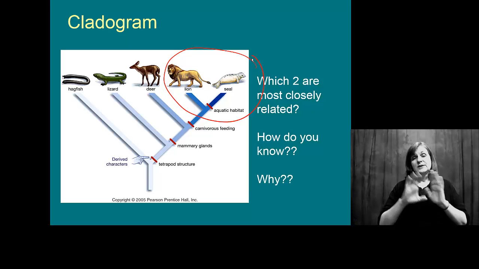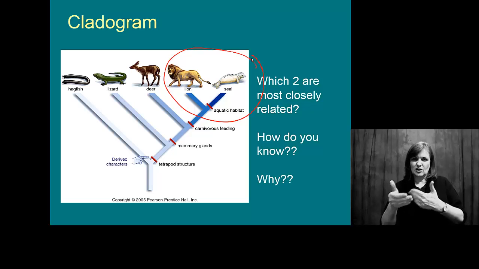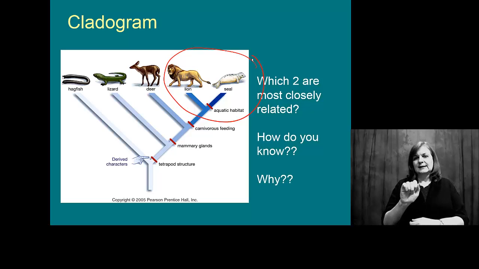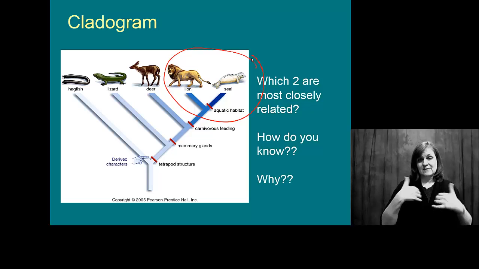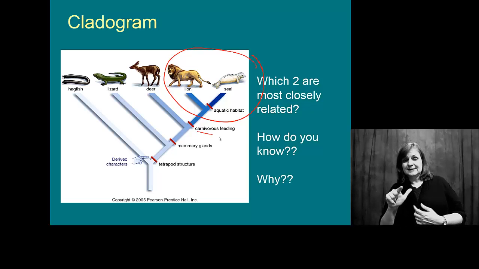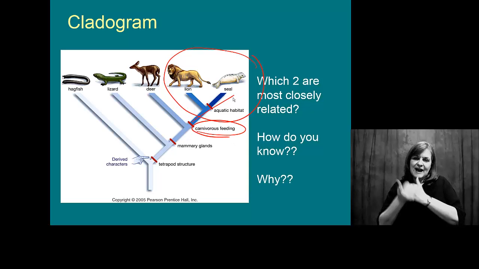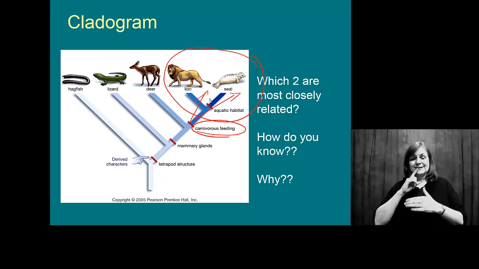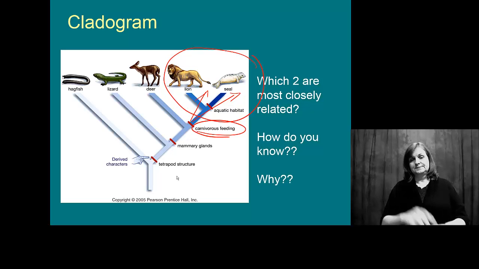Well, we only have 5 organisms on this tree. This is something you have to be careful of. When you talk about organisms being closely related on a cladogram or phylogeny, it is based solely on the information that you have. So if you only have 5 organisms, the idea that a lion and a seal, which are both carnivores, we see here, carnivorous feeding, that means everything after that is a carnivore. So both our lion and our seal.